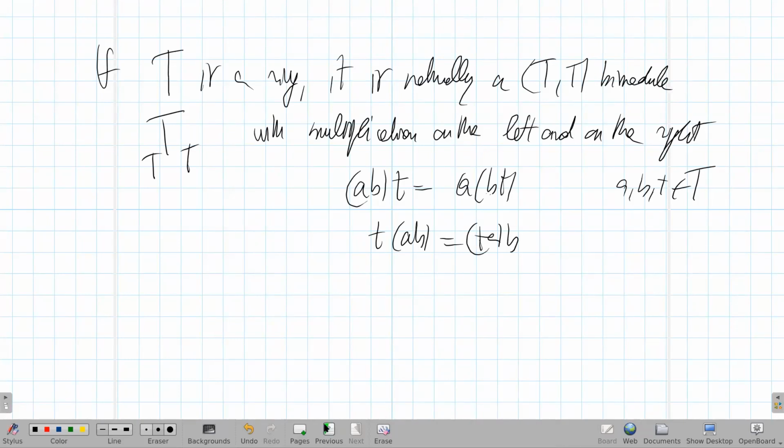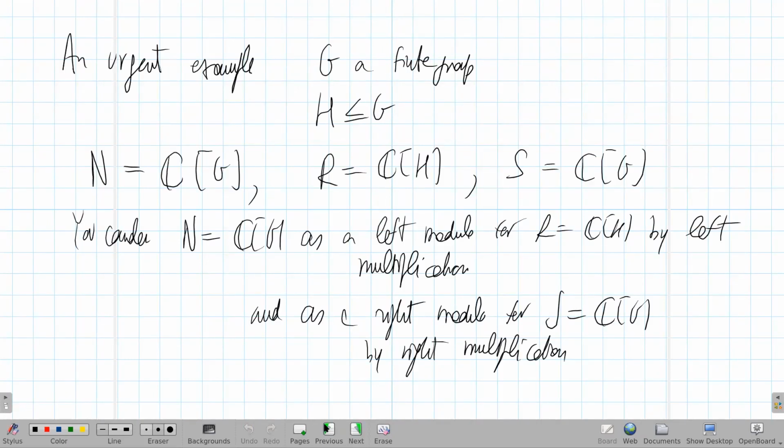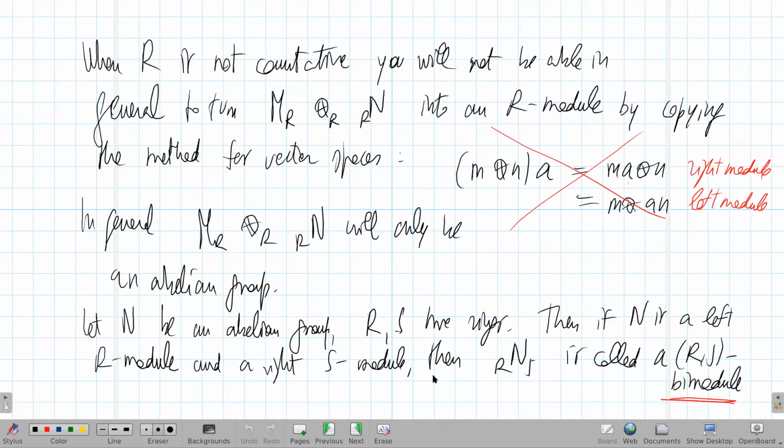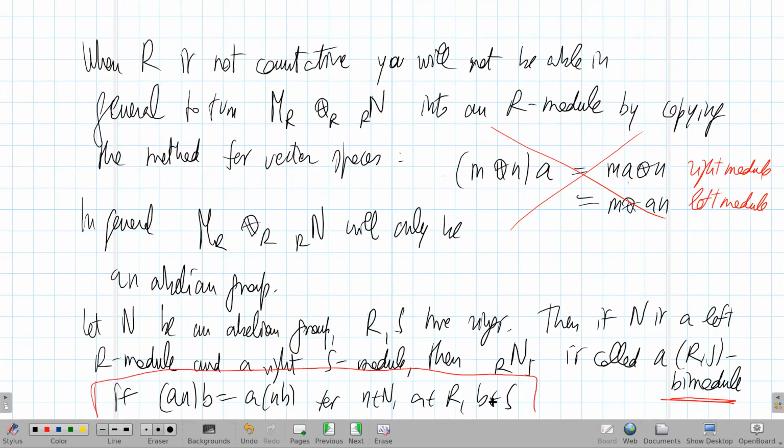And an important thing I had to say here is called an RS bimodule. It's called that if, and this is important, the following identity holds, (AN)B equals A(NB) for N in the module, A in R, and B in S. This I have to add. So it's important that the two actions commute.